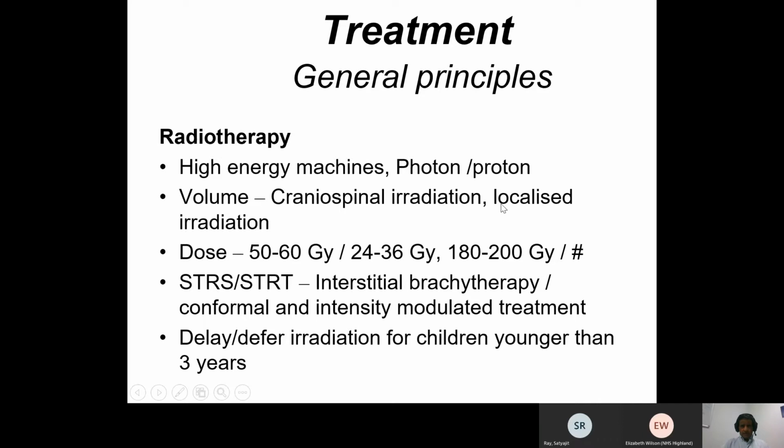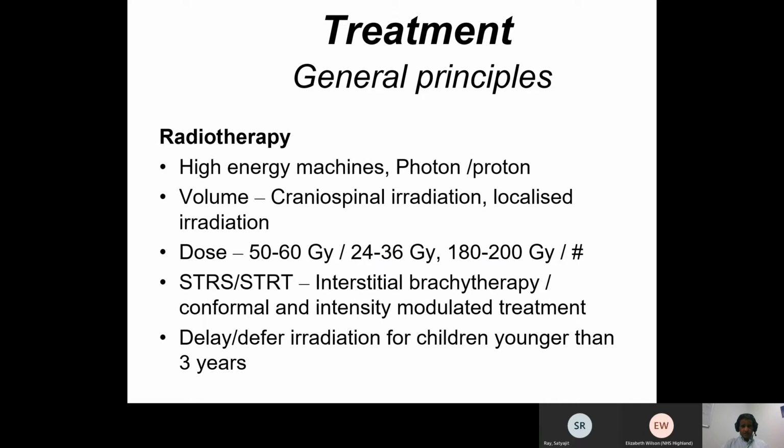It can be either localized radiotherapy or it could be to the whole craniospinal axis, the whole brain and the spine. It is usually around 50 to 60 gray for the whole brain. For the spine, it's only 24 to 36. It's done in fractions, a small fraction each day, 5 days a week for 5 to 6 weeks.